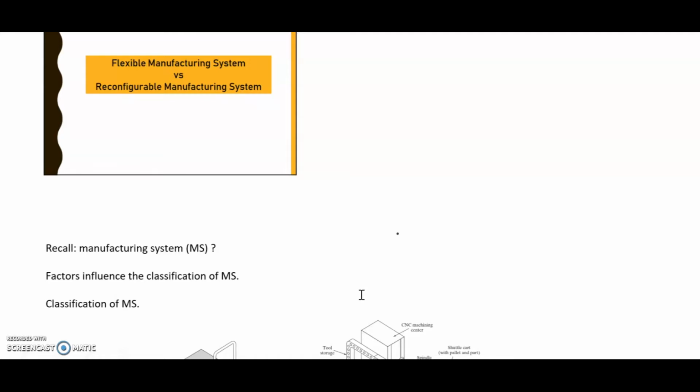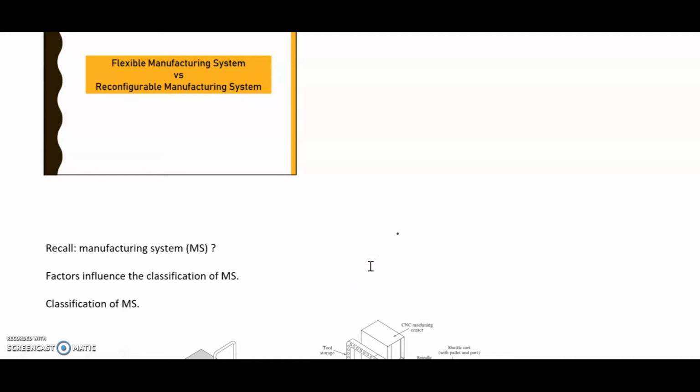Then we have material handling, to handle the materials, to transport the materials. The third component is computer system, to coordinate and control the manufacturing system. And the last one is human worker, to operate and to manage the systems.